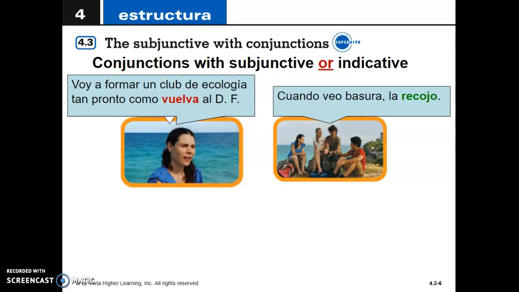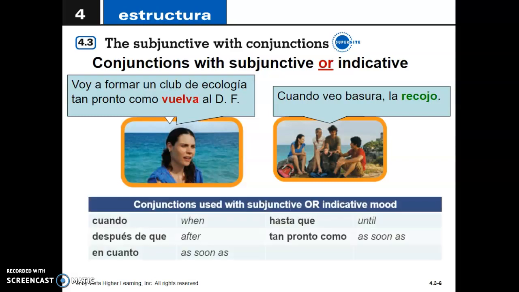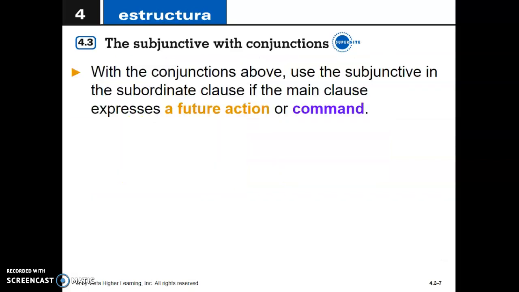So one of those was subjunctive, one of those was indicative. We'll get to why in a little bit, but here are the conjunctions that you have to decide. And a lot of times it's just the speaker's decision, alright? So, cuando, después de que, en cuanto, hasta que, tan pronto como. So there's 5 that may or may not be subjunctive, may or may not be indicative, depending on, we'll get to that in a minute.